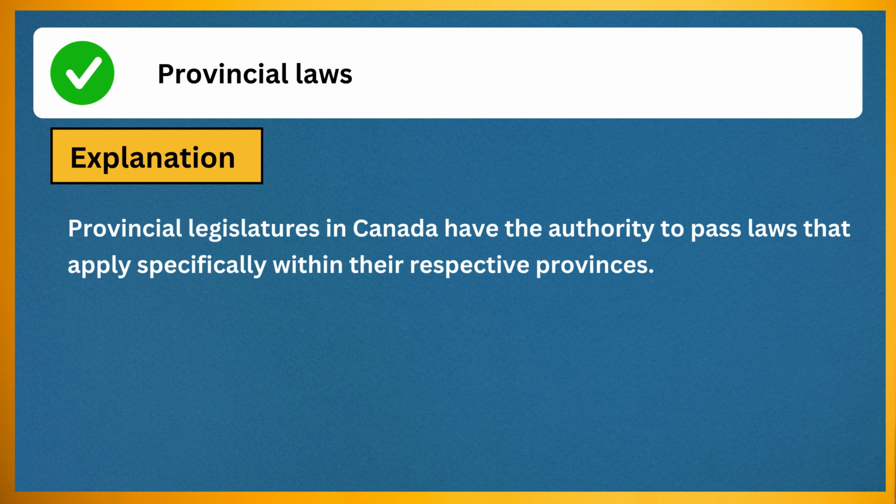The correct answer is provincial laws. Explanation: provincial legislatures in Canada have the authority to pass laws that apply specifically within their respective provinces.